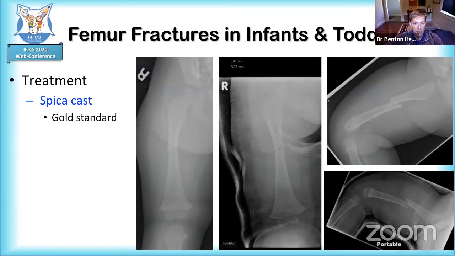So you can see a standard femur fracture here, treated with a spica cast, just a touch of mold here in the valgus position. And that's a thoughtful maneuver based on the idea that these tend to drift into varus. So you want to mold your spica cast with some anticipation of potential displacement.